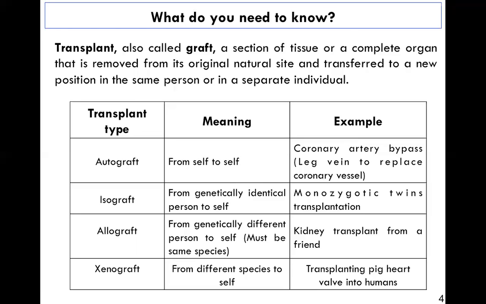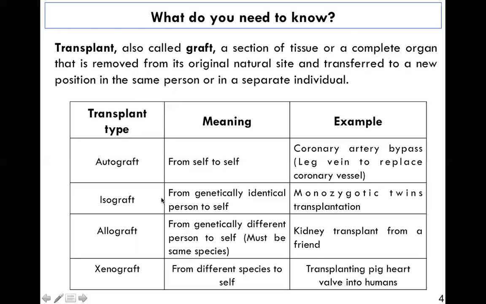So how can we define the autograft? It means a graft coming from the self and staying in the self, just like the words automatic, automated, or autoimmunity. So it means from self to self. Let's take an example for autograft: the coronary artery bypass, in which we take a leg vein to replace a coronary vessel. That is an example of autografts.